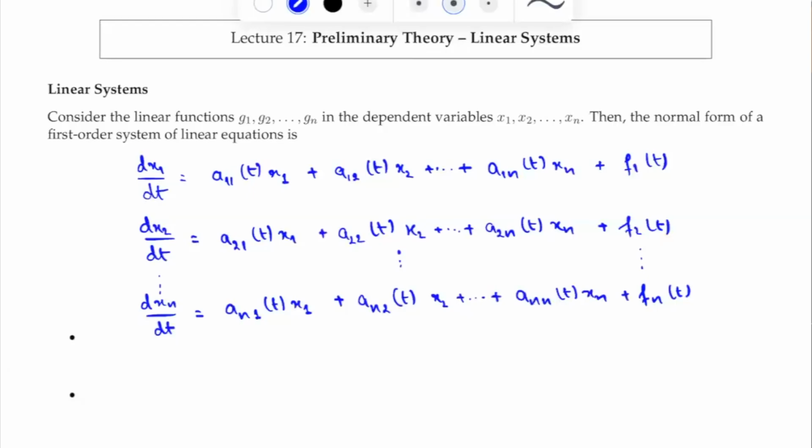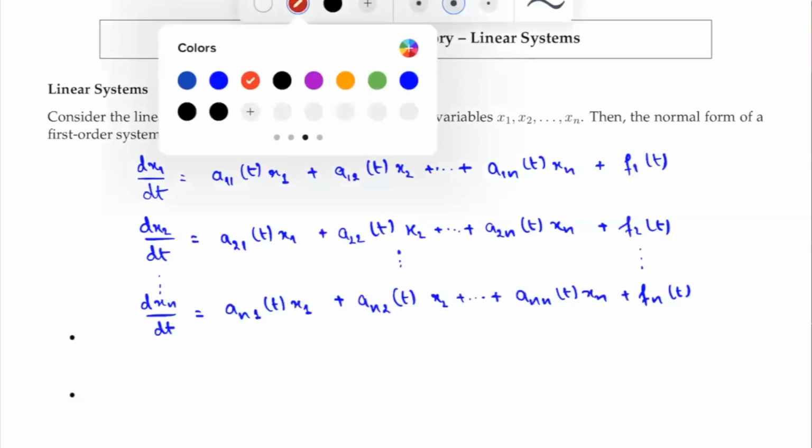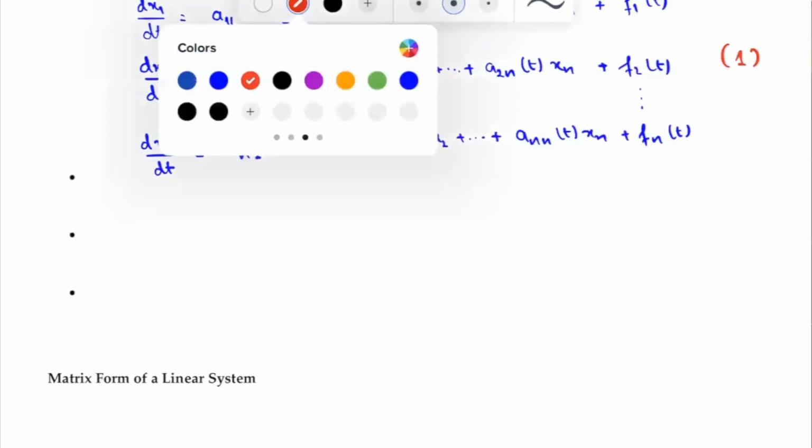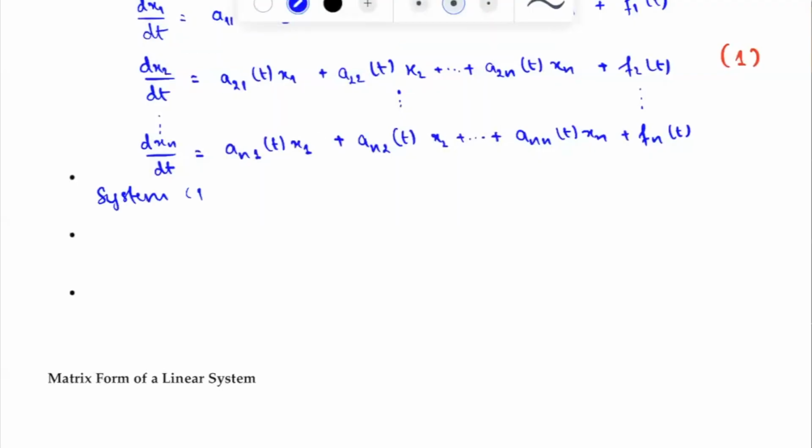But for now, this system is the general form or the normal form of the first order system of linear equations. I'm going to name this system system 1 so that I can use it later. And system 1 is called the first order linear system. The coefficients a11, a12, a1n in front of the dependent variables are continuous functions or can be constant, depending on the situation.